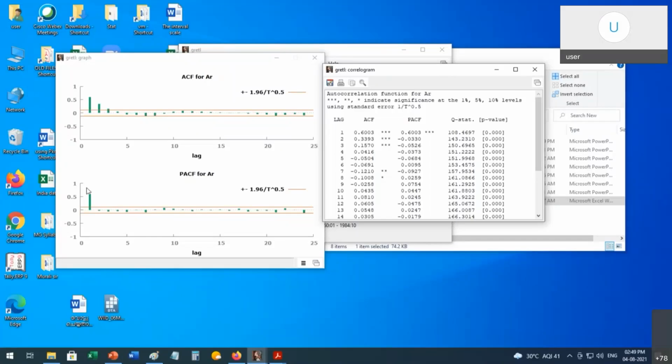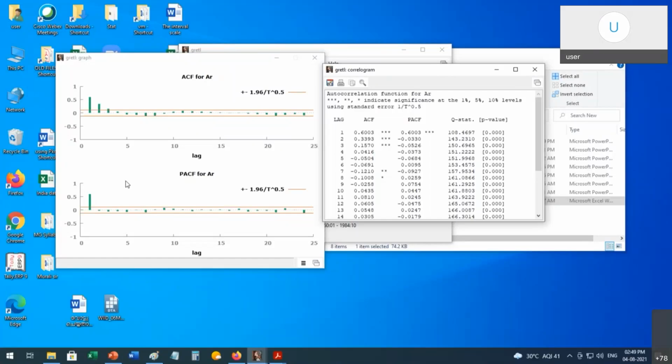Stationary AR process. Sir, hello, sir. Sir, can you please just repeat this one? That if ACF is 0, we have a white noise. ACF is 0, we then have a white noise process. Yeah, of course, we have a white noise.